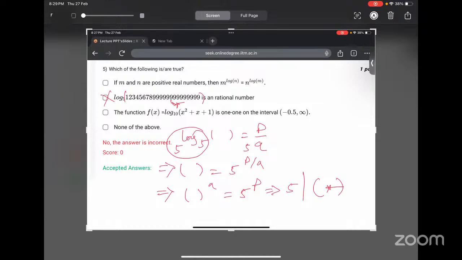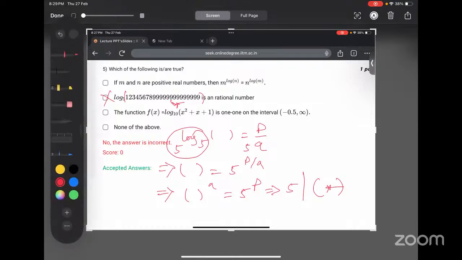Okay. For the third option, we will again use the result that composition of two 1 function is 1 function. So we know that logarithmic function is 1. We will check whether the quadratic function is 1 or not over the interval. So can you check it? Is it 1 or not in this interval?